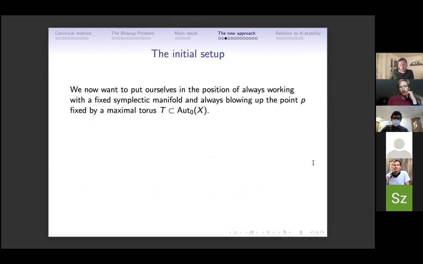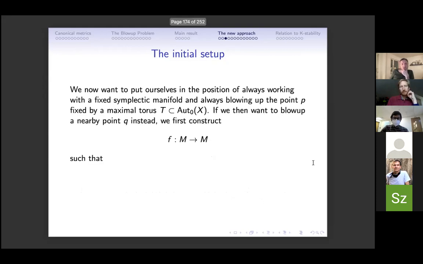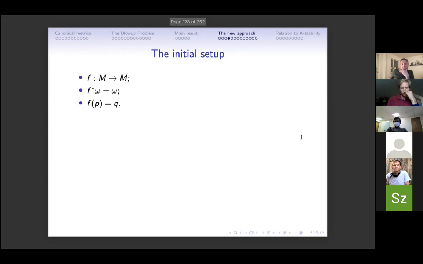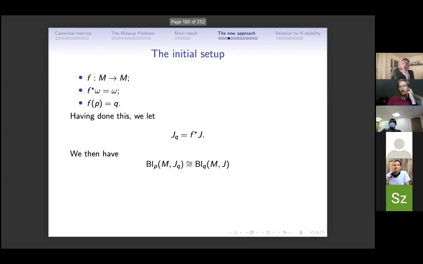So maybe I'll be a bit quick about this part, but what we do is that we first construct a symplectomorphism that takes this fixed point to a nearby point Q instead. So what we're really interested in now is that we want to blow up Q, and we're going to make Q become P by applying some sort of diffeomorphism. And one can do that using Moser's trick. So then we can pull back the almost complex structure that we had to create a new almost complex structure JQ, and blowing up M with this new almost complex structure in P is the same as blowing up the old almost complex structure in Q.